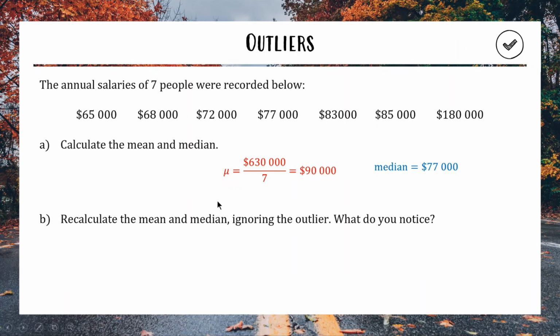So let's recalculate this process and let's cross out the 180,000, and now we'll calculate the mean and the median using only these 6 numbers. Let's have a look. So the mean, now if we add them up, we have a total of 450,000. Divide that by 6 and we get a mean of 75,000. Now for our median, we've got 6 numbers, so we're going to be between the 3rd and 4th score. Halfway between 72 and 75 will be $74,500.